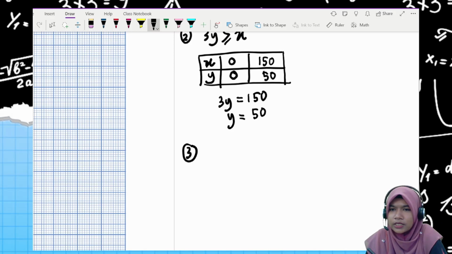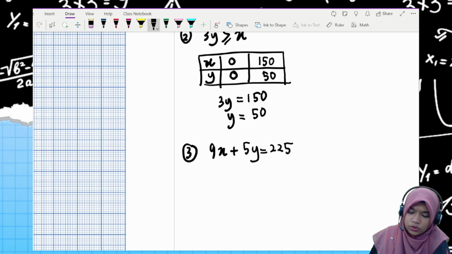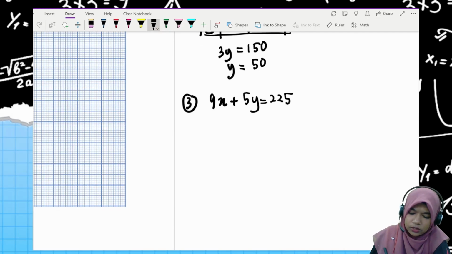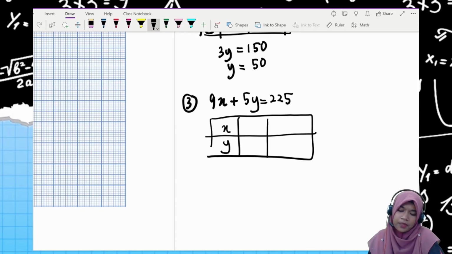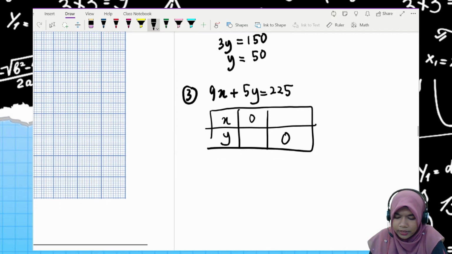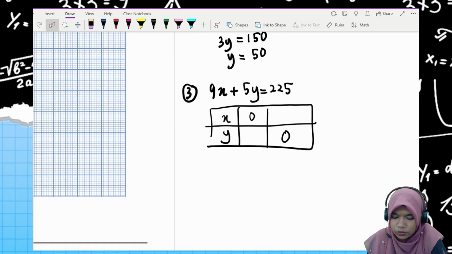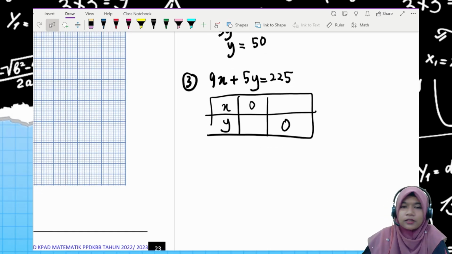For the third one, the inequality is 9x plus 5y equals to 225. So the equation and the table of values, this one x, this one y. You can take 0, 0 here. When x equals to 0, teacher wants to use the calculator for a while.